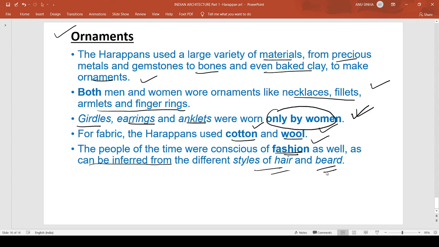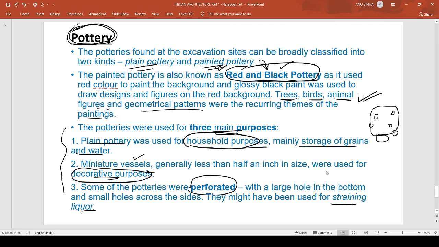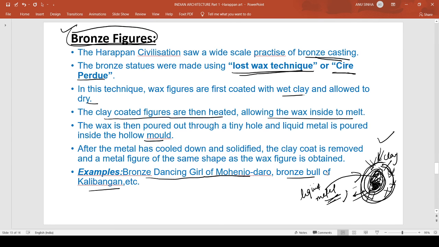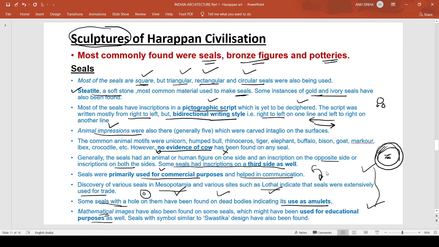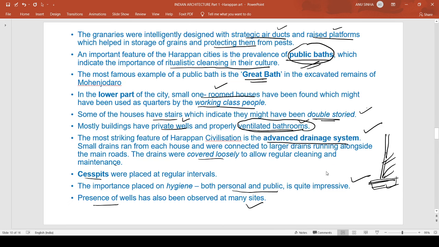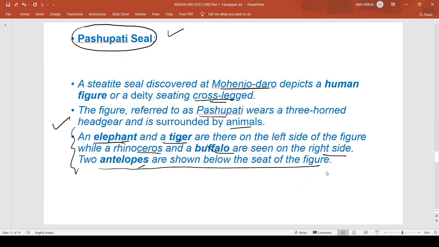Okay, so basically guys, this was the end of the video, and here we have talked about the Harappan civilization, their architecture, sculptures and potteries, and we have seen ornaments, seals, terracotta figures, the bronze casting technique and architecture, how they had a very definite urban civic planning. They gave importance to hygiene and all. So everything regarding the Harappan civilization is covered in this video.